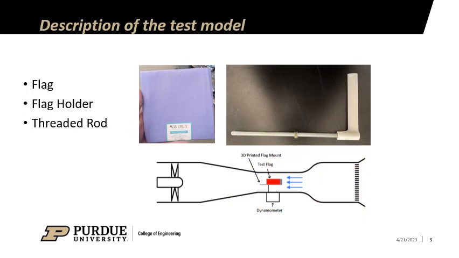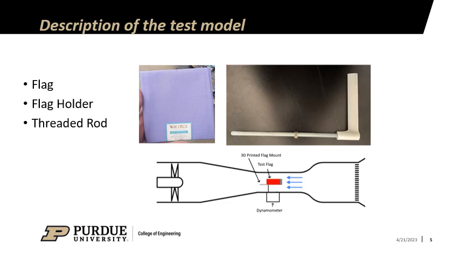The test model for this lab was created by attaching a flag to a 3D printed flag holder which was fixed to a threaded rod, with the rod then threaded through the dynamometer stand. The flag was made from the Waverly purple fabric that can be seen in the top left image. The flag had a height of 13.5 centimeters and a length ranging from 25 to 7.5 centimeters.